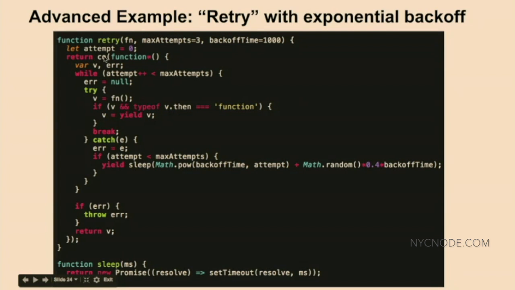With a coroutine, it looks exactly like it would look in any other language. You try for the number of attempts, you try and execute the function. If you get a value back and the value is a promise, you yield, so you wait for it, and then if that all works well, you break and you return the value. Otherwise, you continue to attempt it until you can't attempt anymore, and then you throw the error, right? And sleep is really trivial to implement. It's basically setTimeout wrapped in a promise. So that's the retry example.